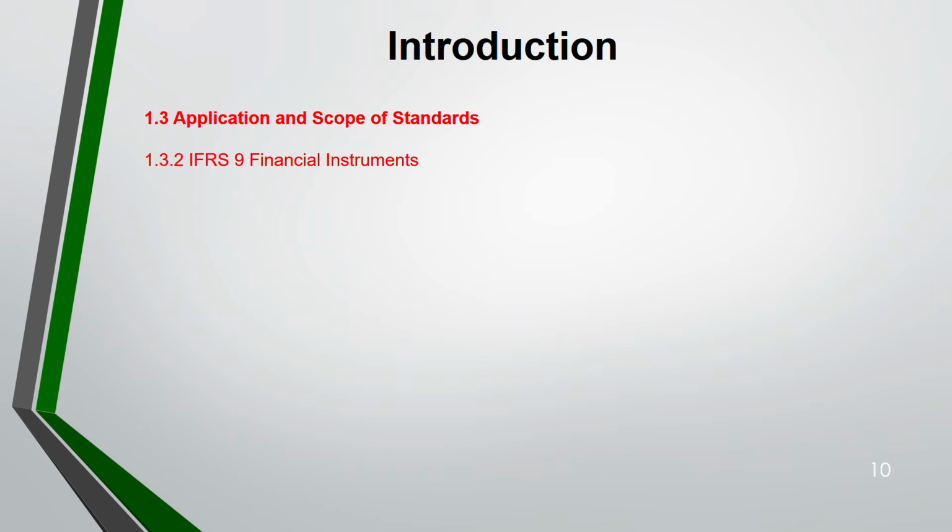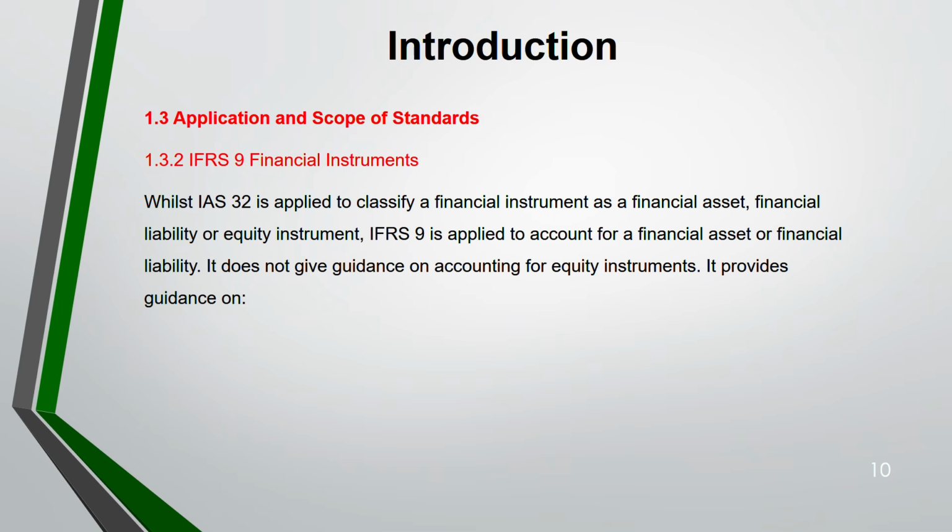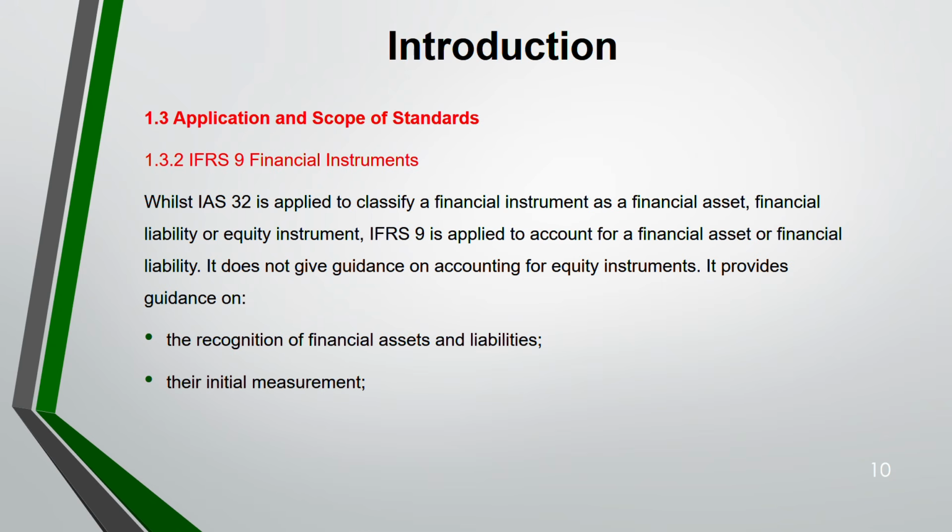Now, IFRS 9. What is the scope of IFRS 9? Measurement and recognition of financial asset, liability, and equity. But remember, IFRS 9 does not give guidance on accounting for equity instruments. It is only for financial asset and liability. So you recognize either financial asset or liability, the initial measurement, subsequent measurement, and derecognition. These are the four areas.